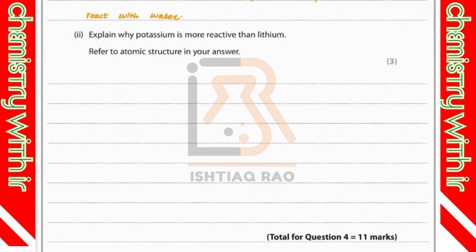The farther away in group 1, the farther away the outermost electron is from the nucleus, the weaker the electrostatic forces of attraction between the nucleus and the electron are, meaning that it can be lost much more easily, while lithium has only two outer shells, meaning that the electrostatic force of attraction will be stronger to that one electron compared to potassium. That's why potassium is more reactive.